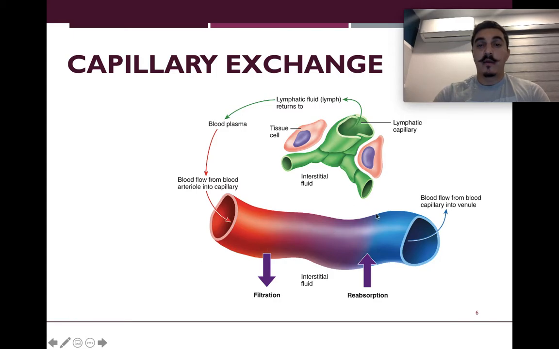Okay, and also this is the capillary exchange. So you got our cells in here. Make sure you got exchange of nutrients and waste between the capillaries and the cells themselves. Okay.